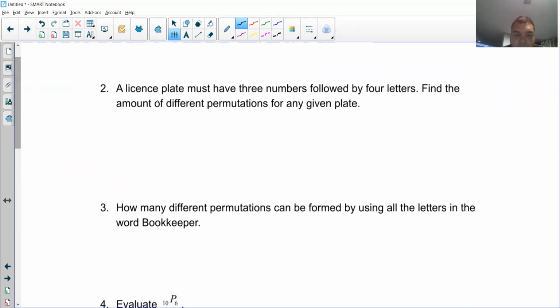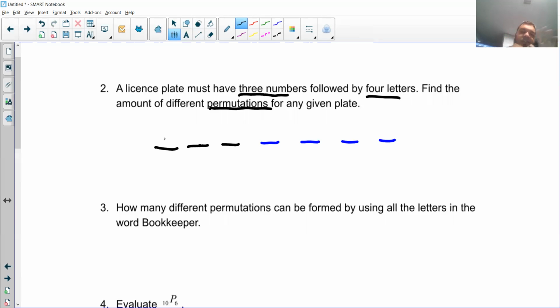Okay, this kind of question. A license plate has 3 numbers followed by 4 letters. Find the different permutations. Now it says permutations, but we're not actually using the permutation stuff. What we're using is the combination, or the counting principle. The first thing we know, there's going to be 3 numbers, so 3 one-digit numbers, and then followed by 4 letters. I'll use that in blue, 4 letter spaces, right?